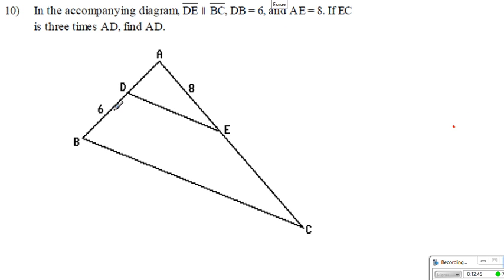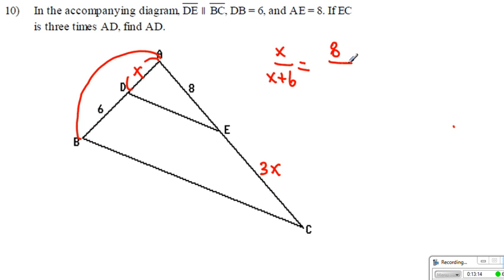Here we have DB is equal to 6. Now AE is equal to 8. Now EC is 3 times of AD. So if we call AD as x, then EC must be 3x. And we need to find out AD, which is x. So the ratio becomes x over x plus 6 by the two corresponding sides is equal to 8 over 3x plus 8.